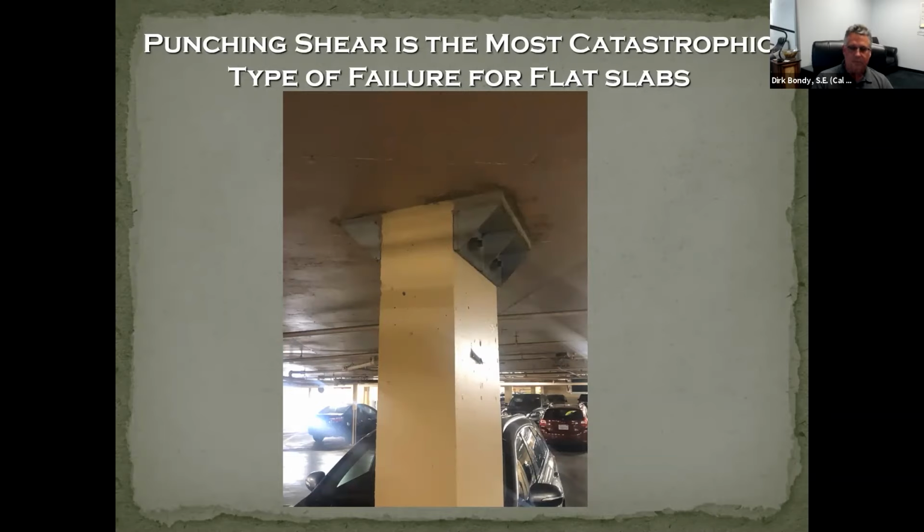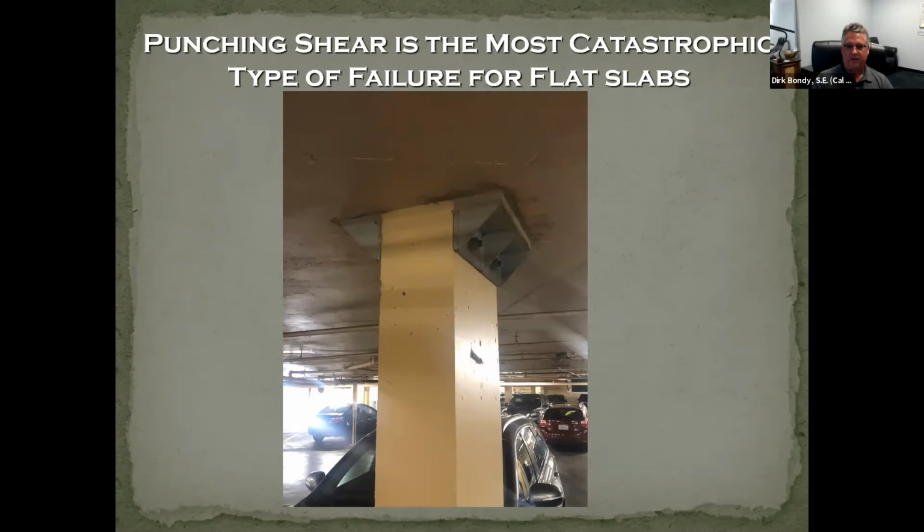It's not fun, but it's slower. It shows itself. Punching shear doesn't show itself till the immediate collapse happens. You get no warning on that. That's the one to be scared of, and that's the one you should always strengthen for, even if you think you have enough capacity.